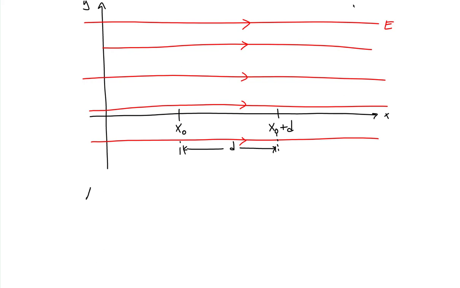Now, we're to show that the potential difference is equal to minus the magnitude of the electric field times the distance between the 2 points. To show this, let's start off with the relationship that we know between potential difference and electric field. The potential difference is just minus the line integral from some initial point to some final point of the electric field.